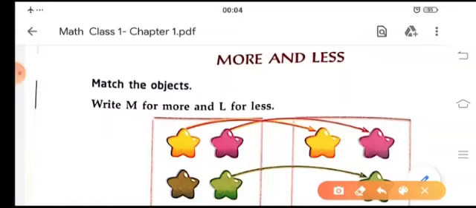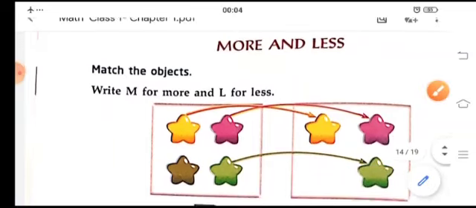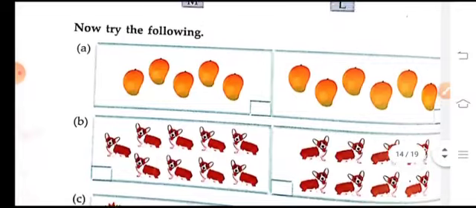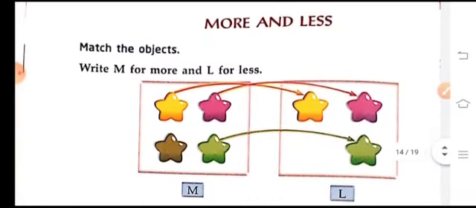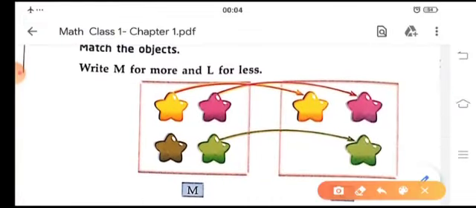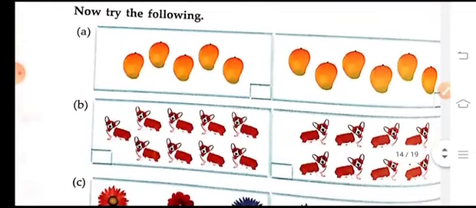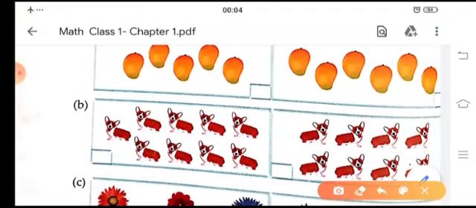Now come to another topic, more and less. Okay, children, let's do the matching. Numbers, blocks which are more, having more figures, write M, and with the block which has less number of figures, write L. Okay, M and L. So we'll try this. Oh, juicy mangoes.